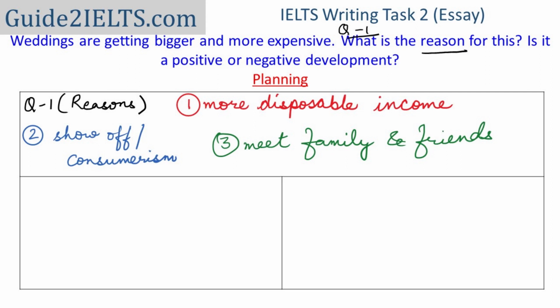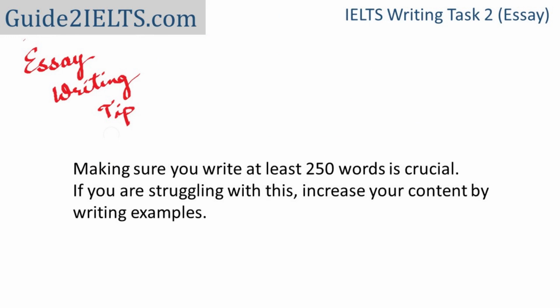We have three points here. Even just one point would have been enough to make sure that we are answering the question. But then there could be an issue of word count. If you ever feel you don't have enough points to write a 250-word essay, use examples to elaborate on the points you're writing.